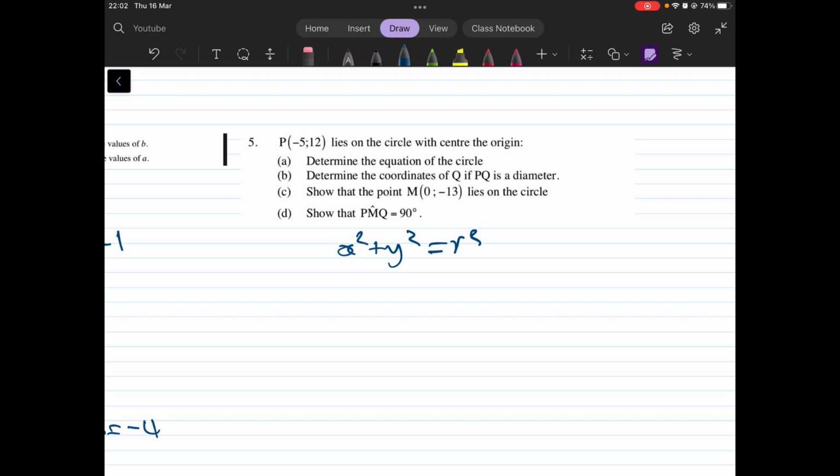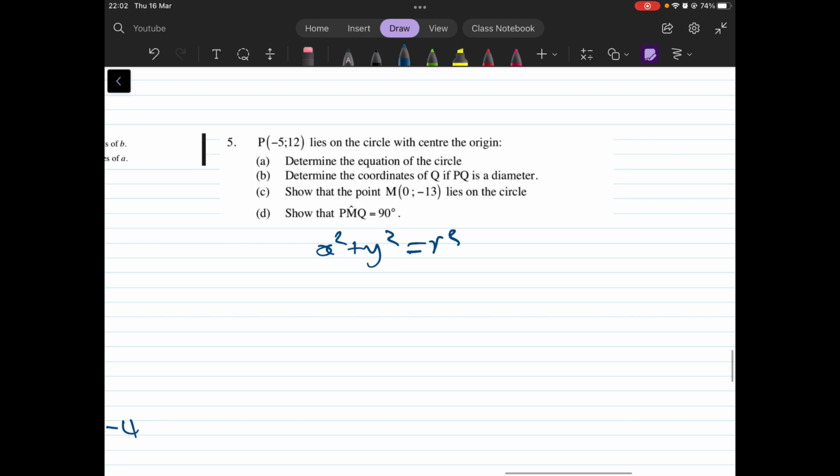We're being asked to determine the equation of the circle. So already we know that we're dealing with the standard equation. They give us a point to determine the equation of this circle. We're just going to substitute this point into the standard equation.